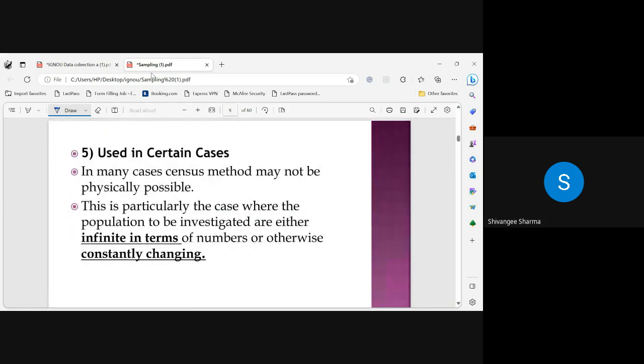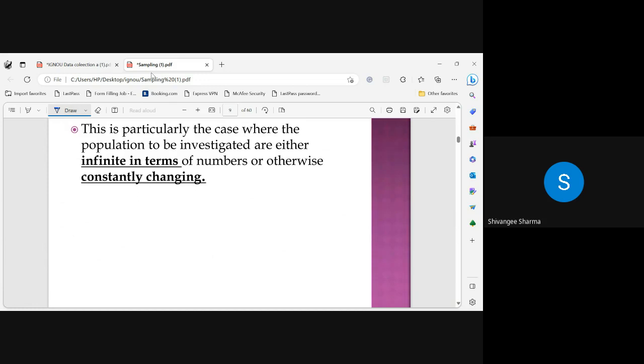Next, used in certain cases where the population is infinite, or where the census method is not physically possible, or where the numbers of the items or the studies are constantly changing. They are not permanent in nature, they are constantly changing.